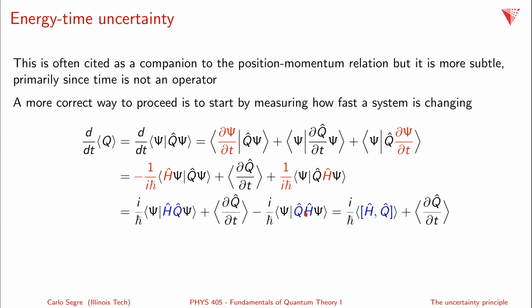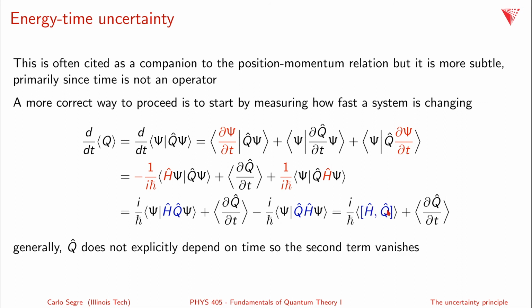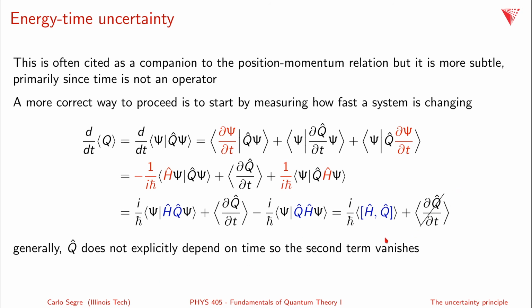Well, these two make just the expectation value of the commutator of H and Q times i over ħ. And this is still the expectation value of the time derivative of Q. So we now have this inner product of another commutator of the Hamiltonian with the operator Q. So generally, Q does not explicitly depend on time. So we can ignore this second term. Let's cancel that out.